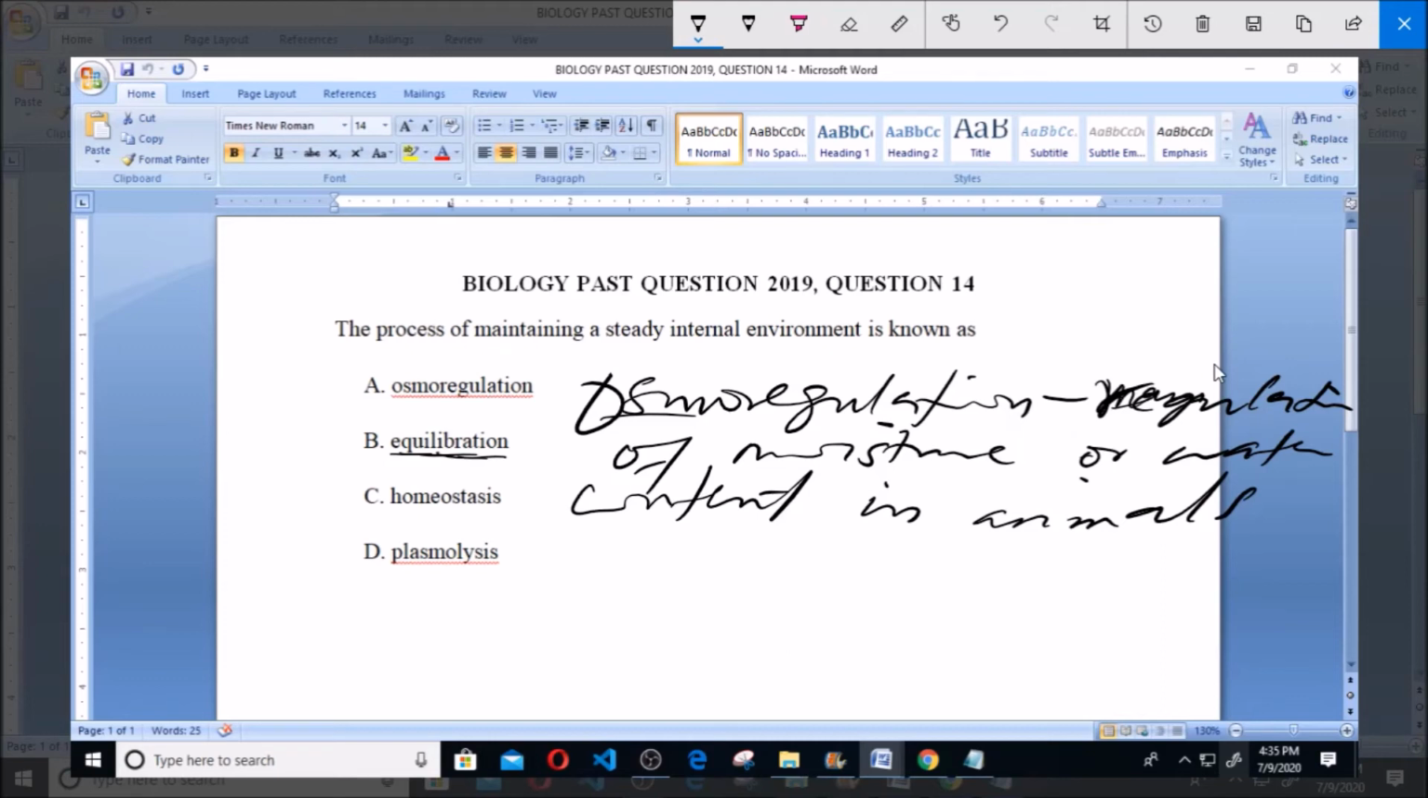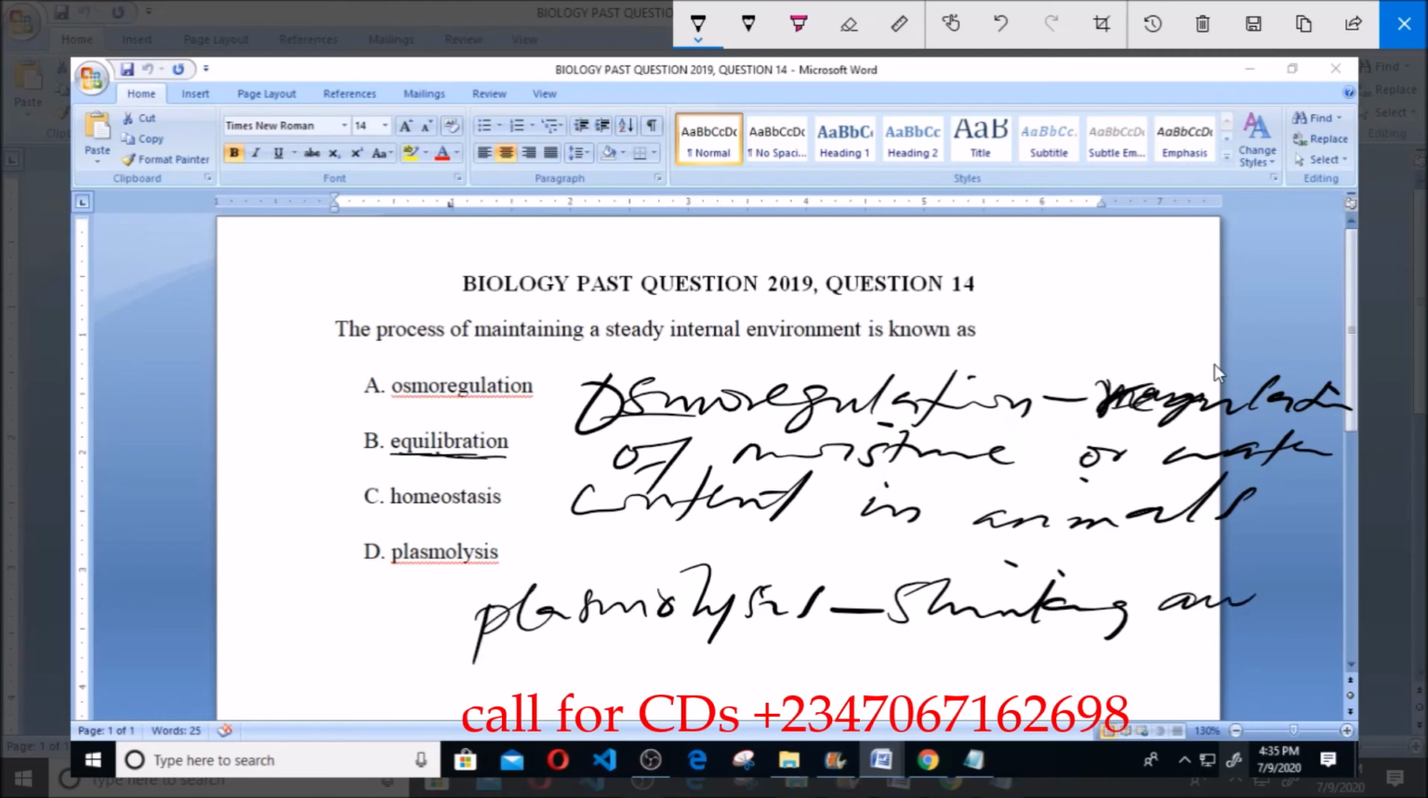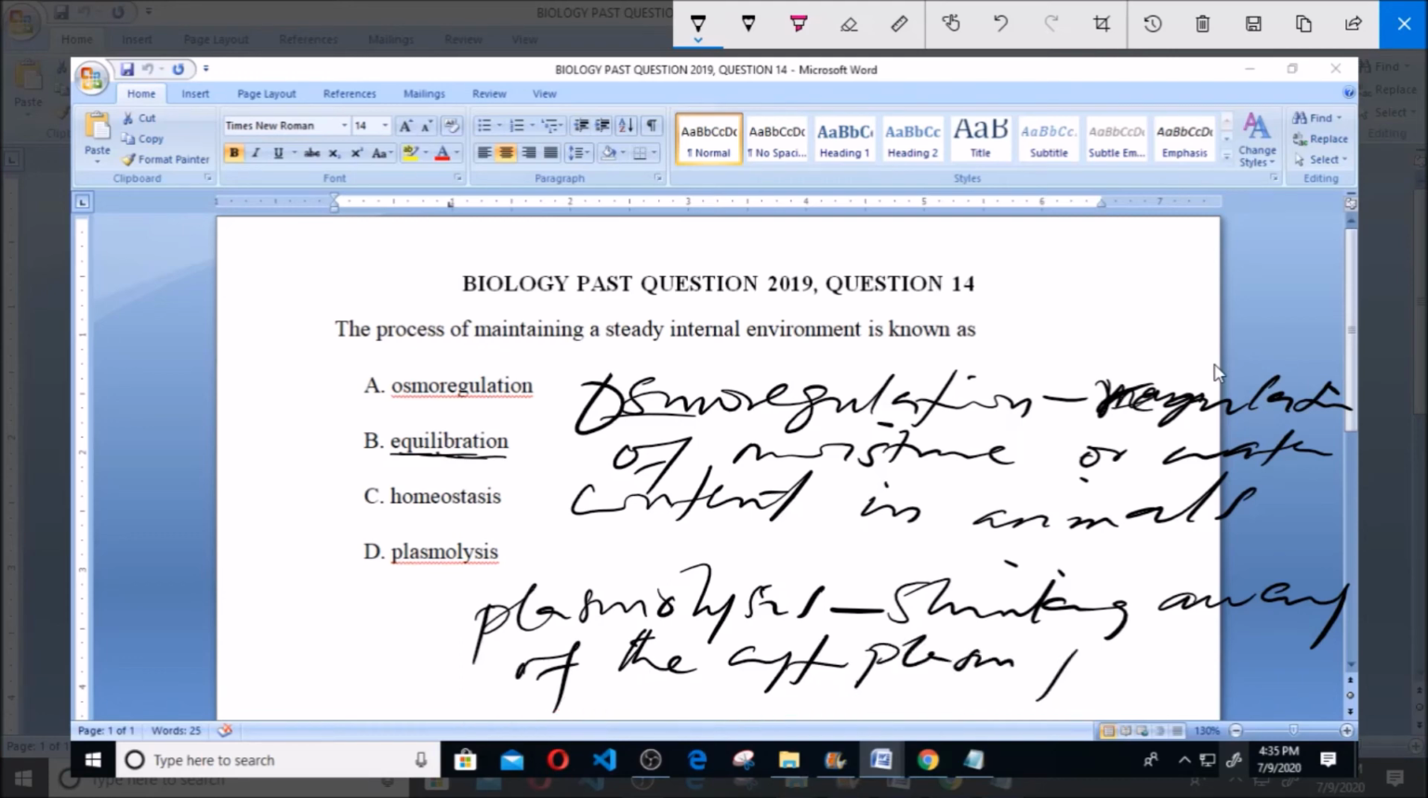Lastly, we have plasmolysis. Now plasmolysis is entirely something different. It's the shrinking away. Plasmolysis refers to the shrinking away of the cytoplasm from the cell wall. Now plasmolysis occurs in only plants.